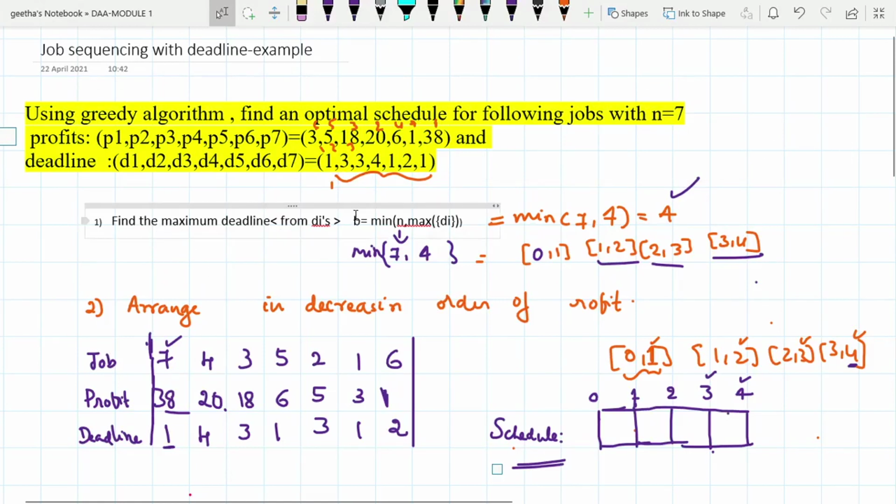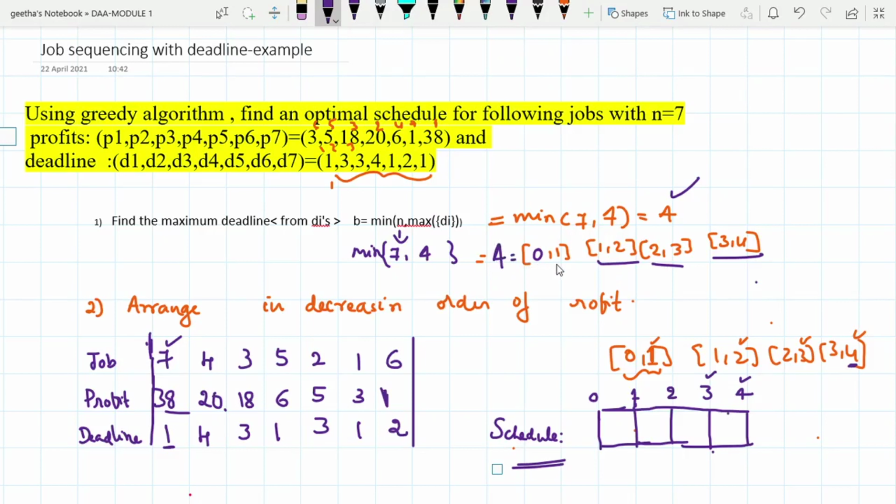In this problem, first we need to find the maximum deadline. For that we can calculate it like this: v equal to minimum of n comma max of di, which is equal to minimum of 7 comma 4, that is equal to 4. So the minimum among these numbers is 4, which gives 0 comma 1, 1 comma 2, 2 comma 3, 3 comma 4. That means the slots will be used like this, from 0 to 4.